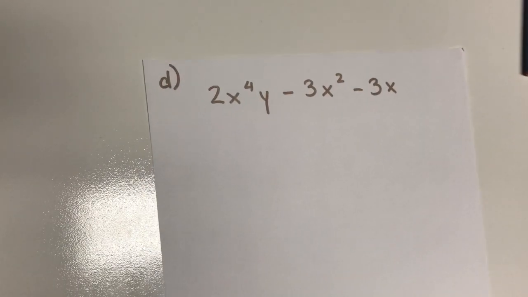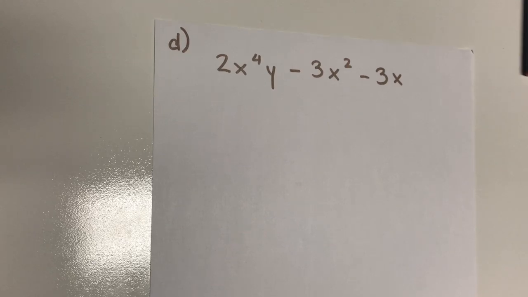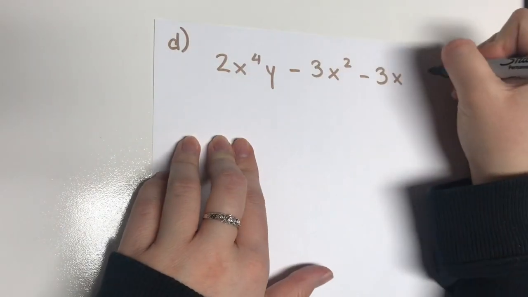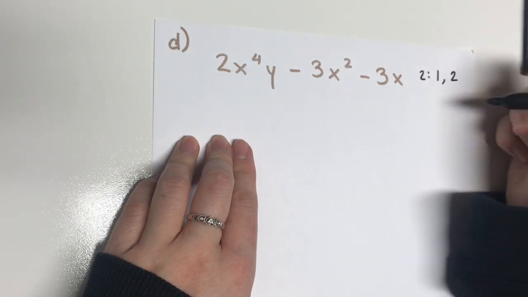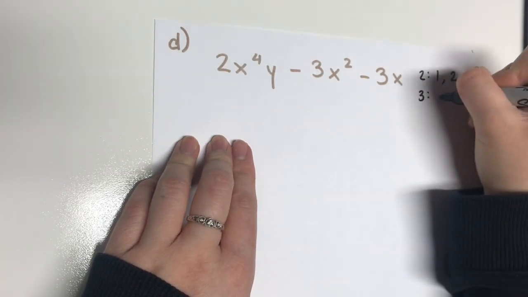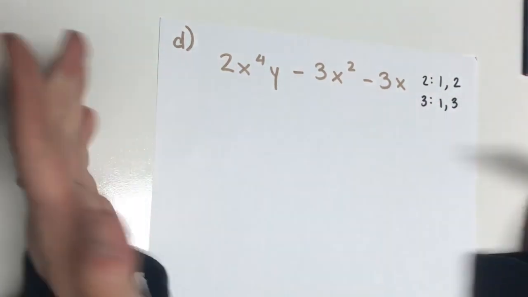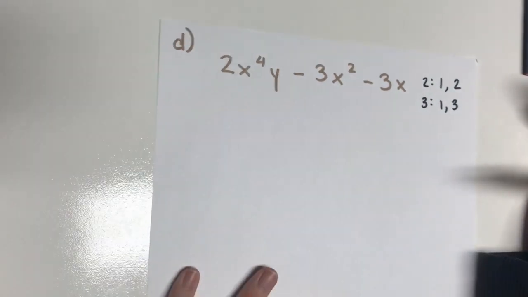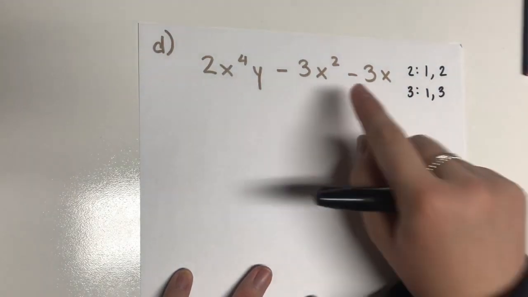And the last common factoring example, I have 2x to the power of 4y minus 3x to the power of 2 minus 3. So I'm going to look for the GCF first. My factors of 2 are 1 and 2. There's nothing else that can multiply to make it. Factors of 3 are 1 and 3. Notice how none of them have common factors, so that means there's nothing I can factor in terms of the coefficient. But I'm going to look at the variables.